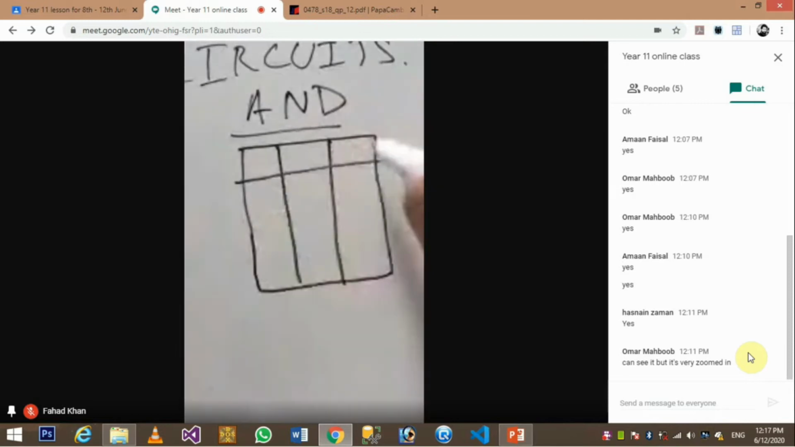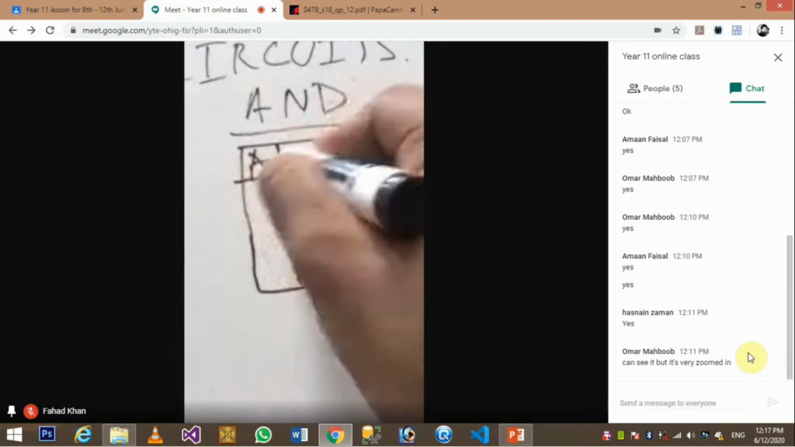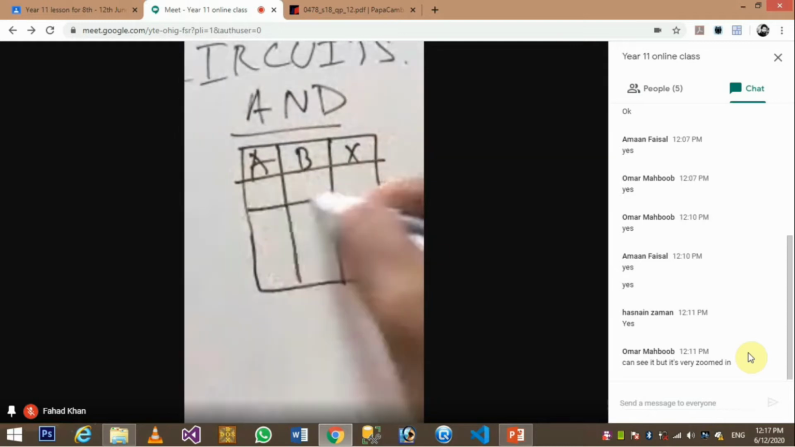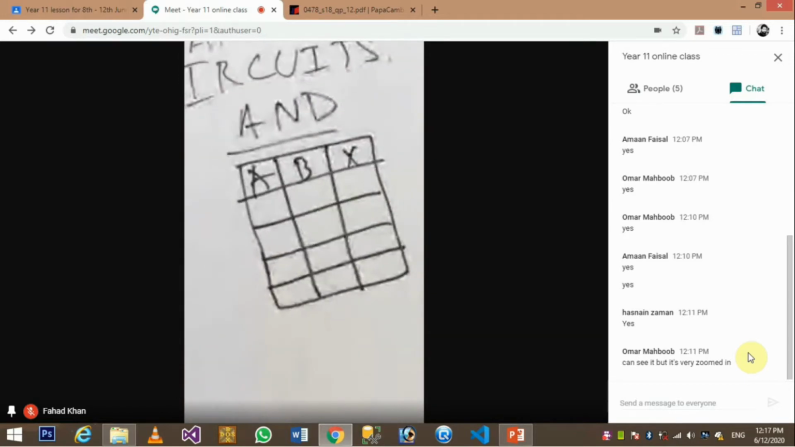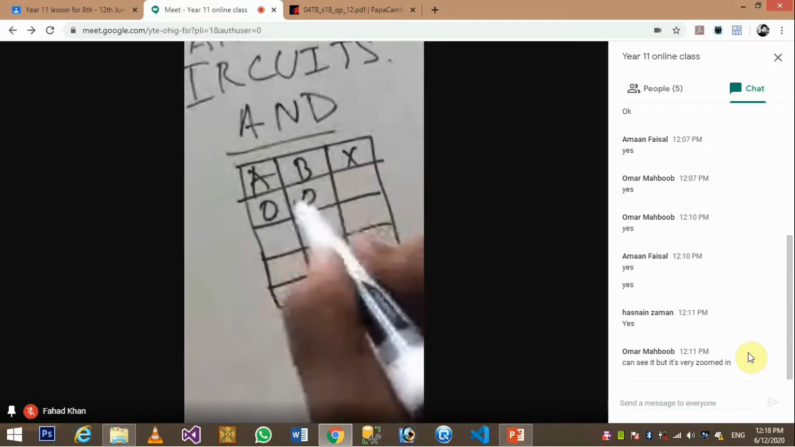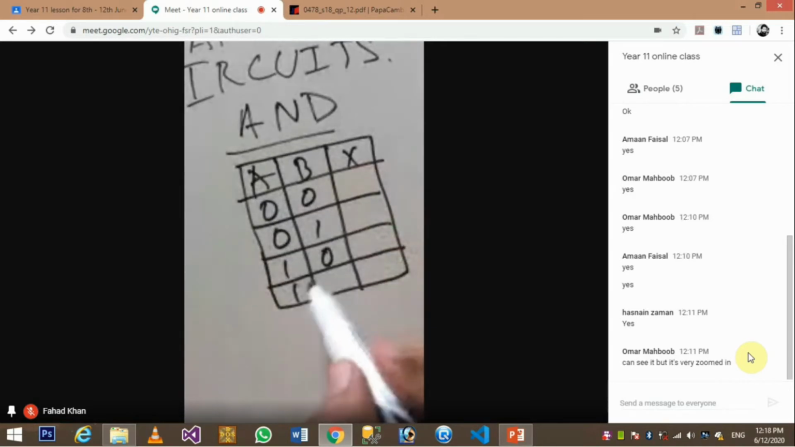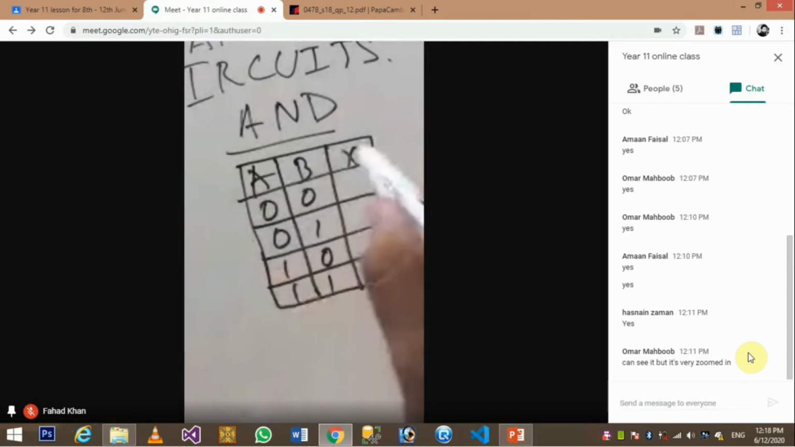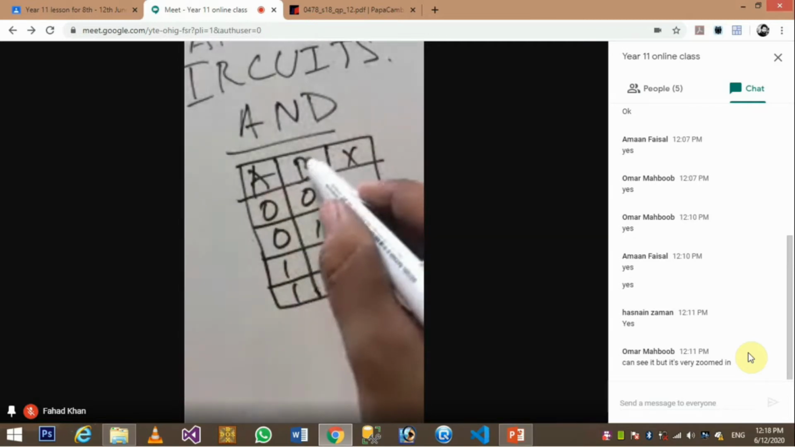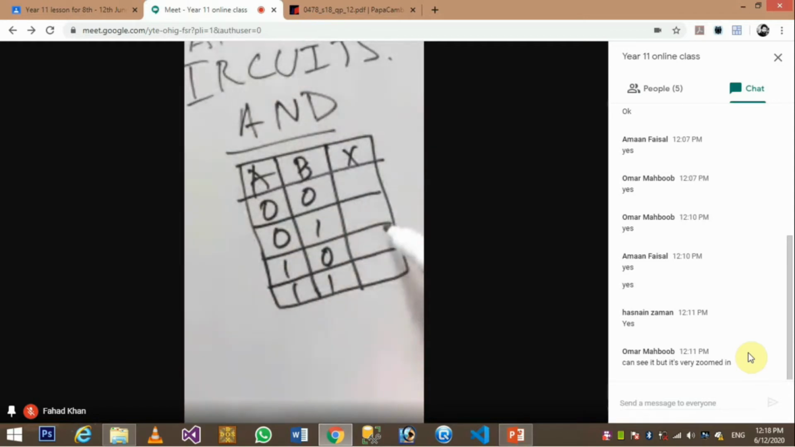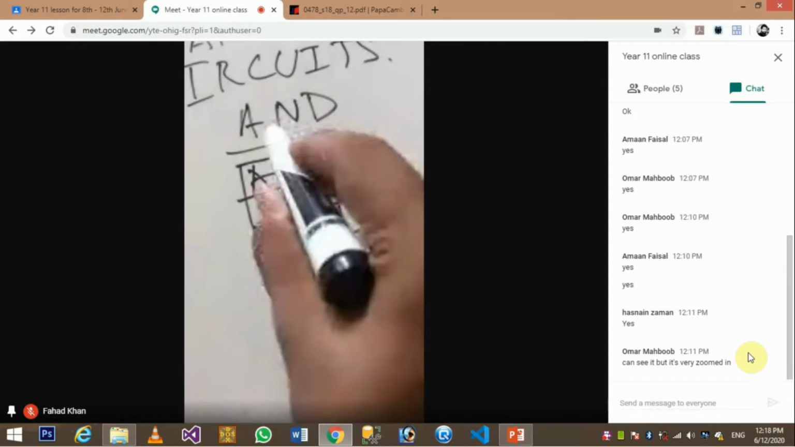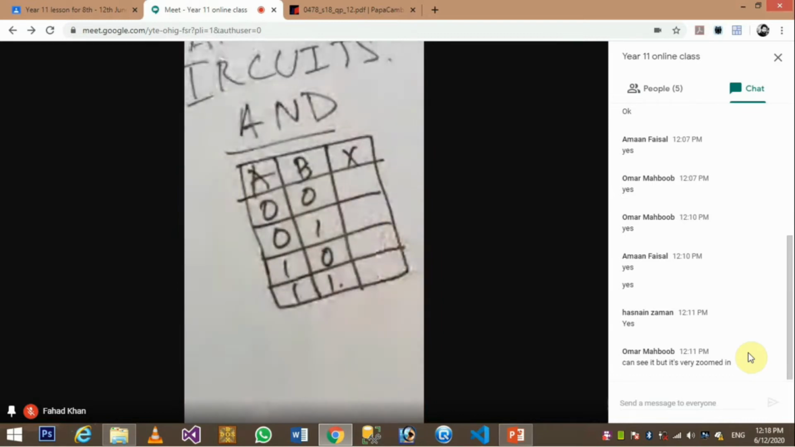If we talk about this AND gate, A, B, and X, it has the same number of inputs, so the same number of entries, the same number of combinations. Okay, 0 0, 0 1, 1 0, 1 1, right? So in the AND gate, if both inputs are on, the output would be on. It satisfies only this condition because it goes with the property of AND, which means the contribution of both.